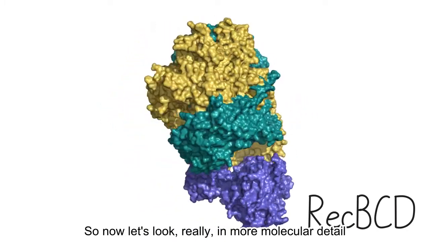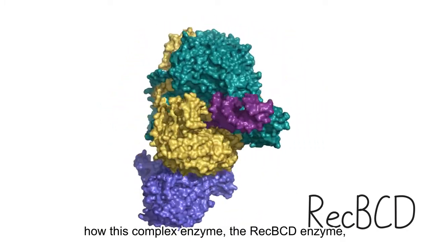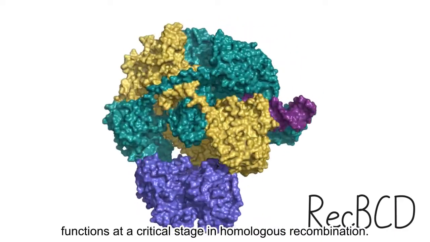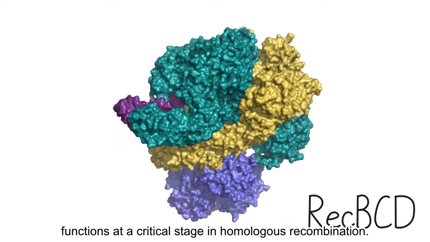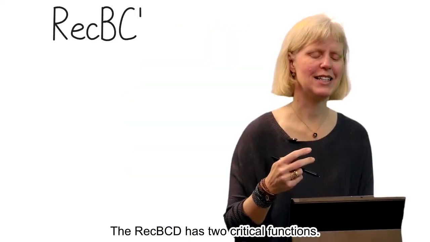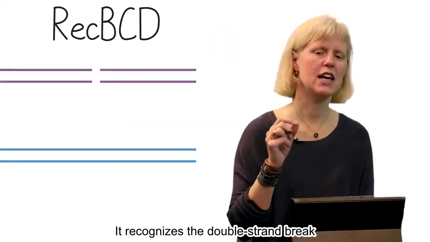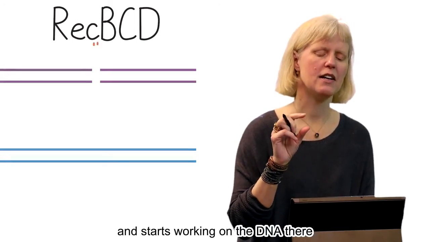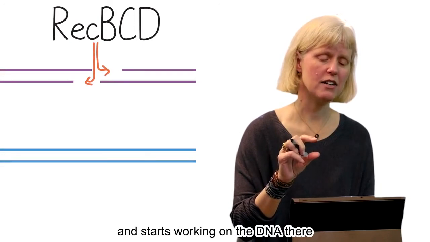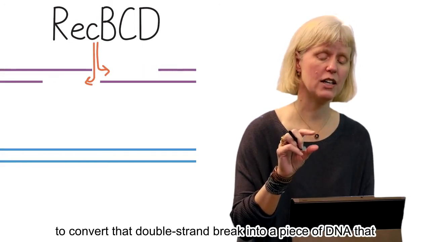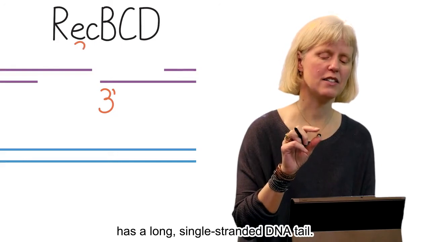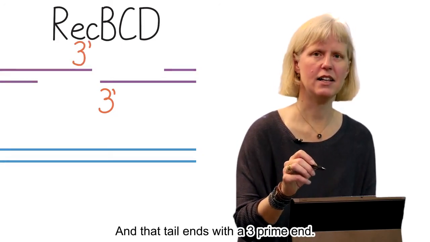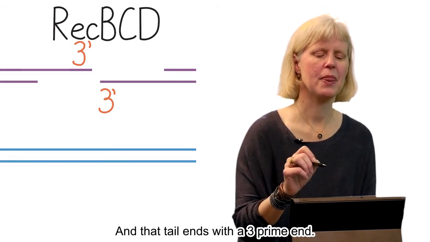So now let's look in more molecular detail at how this complex enzyme, the RecBCD enzyme, functions at a critical stage in homologous recombination. RecBCD has 2 critical functions. It recognizes the double-strand break and starts working on the DNA there to convert that double-strand break into a piece of DNA that has a long single-stranded DNA tail, and that tail ends with a 3' end.